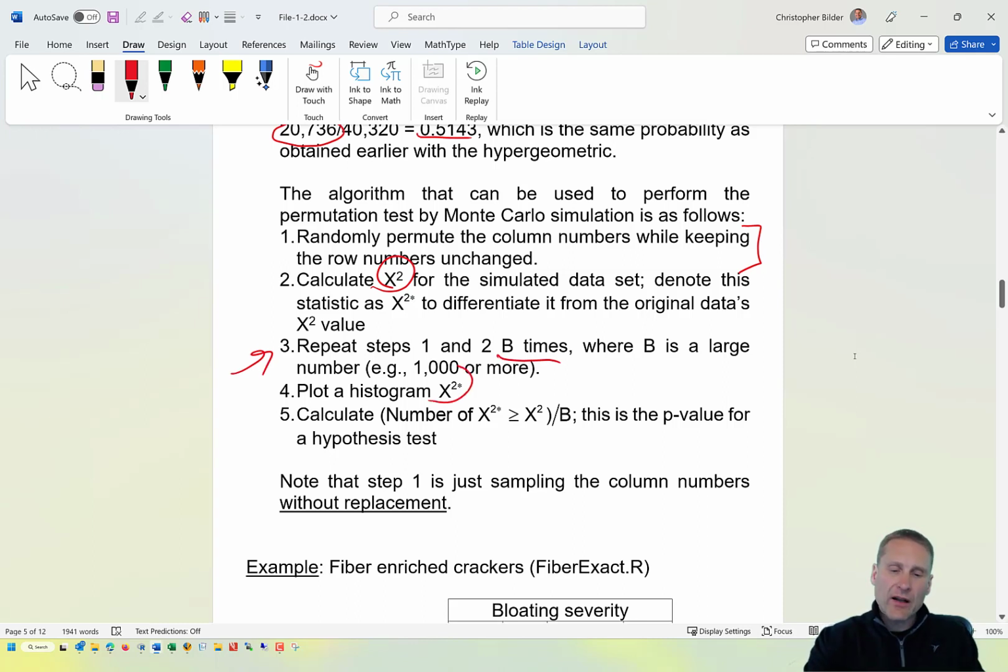I could do a plot of my x squared stars, a histogram of them, that essentially represents an estimated distribution for the x squared stars. Or in other words, the estimated distribution of x squared under the null hypothesis. Then if I want to calculate the p-value, basically look at the proportion of times that the x squared stars are greater than or equal to the observed x squared. That's my p-value for my test.